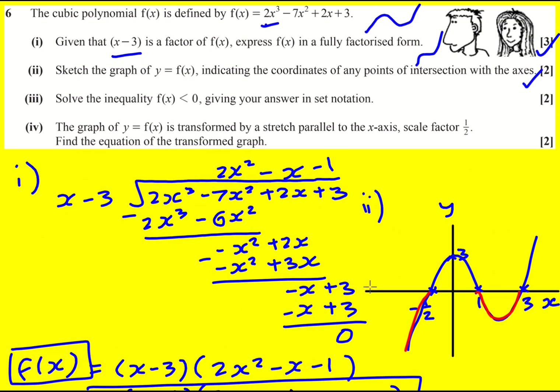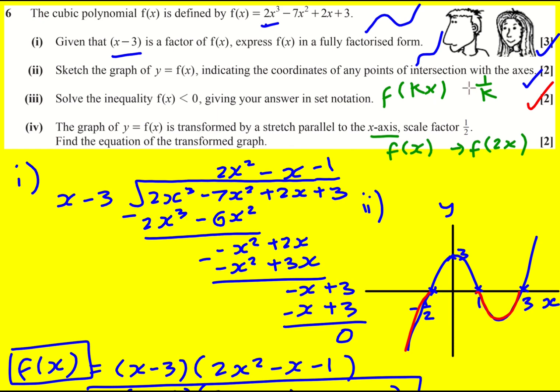Okay, this is going well. Right, final little bit. The graph of f of x is transformed by a stretch parallel to the x-axis, scale factor a half. Okay, parallel to the x-axis. So that's going to mean that f of x goes to f of 2x, because you take the reciprocal of whatever the scale factor is. Because if you have f of kx, it means you have a scale factor of 1 over k. So I'm basically doing the opposite here. 1 over 1 over half is 2. So this k is 2.